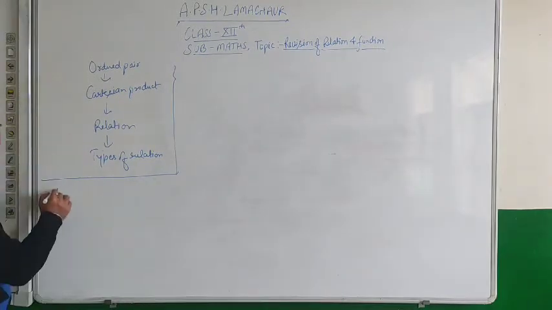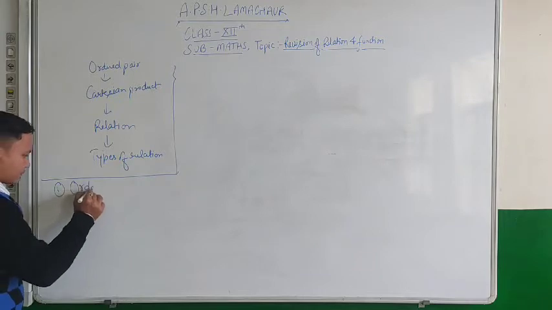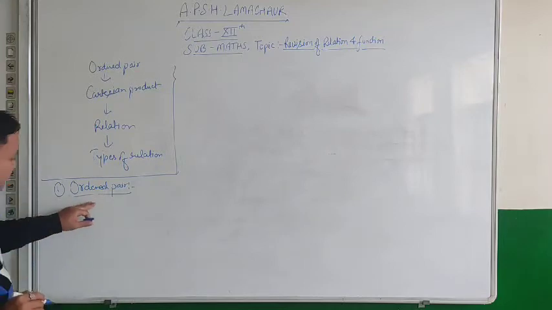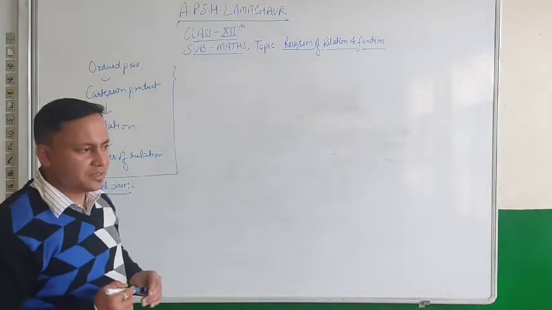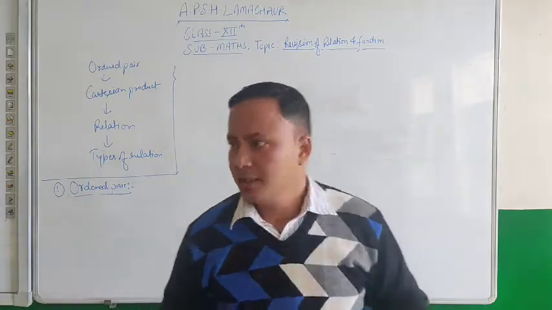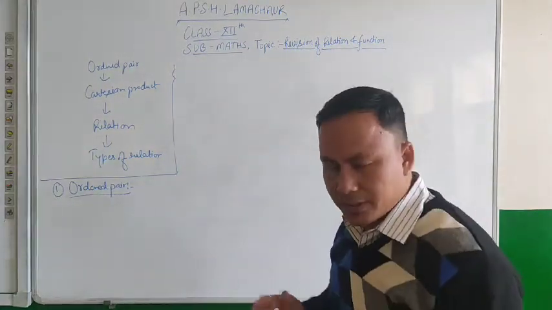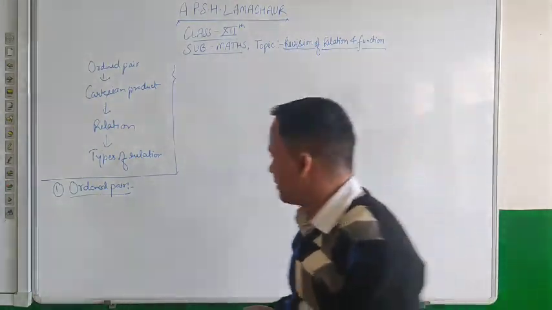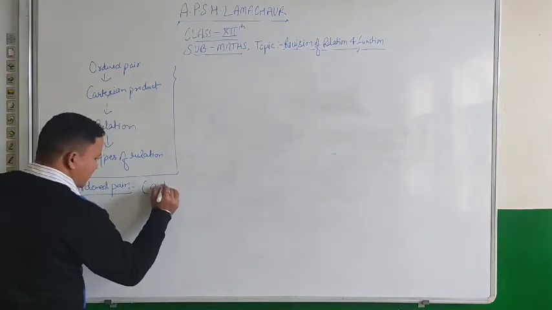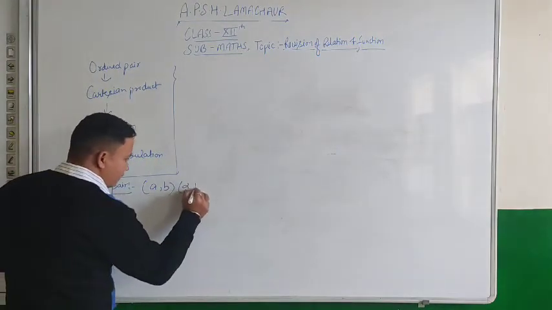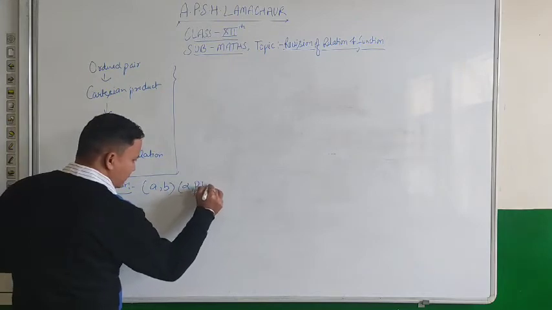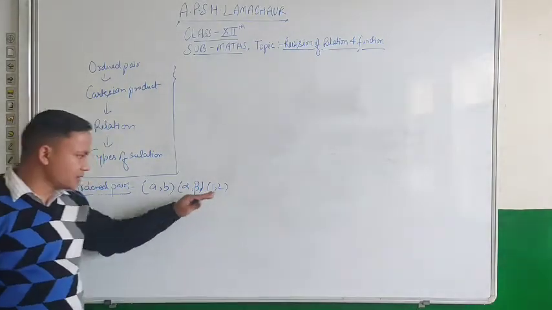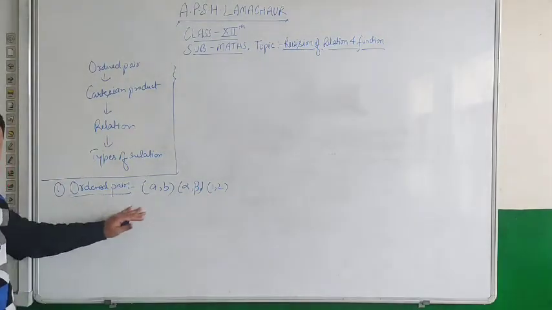So what is ordered pair? Very first, what is ordered pair? It is clear from the words ordered plus pair. It means that if you are writing the elements in pair form and the pair should be ordered and definite, in that particular case we call it an ordered pair. It means if you are writing the elements this way, a comma b, alpha comma beta, 1 comma 2, such a pattern of writing the elements is known as ordered pair, nothing else.